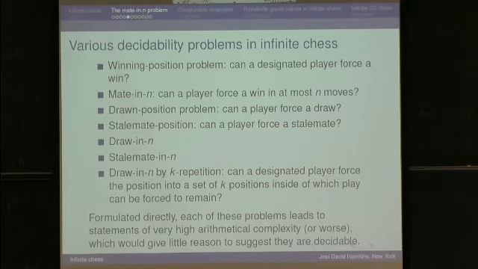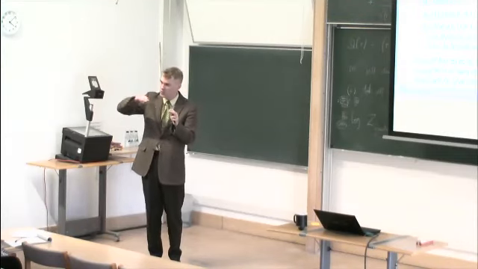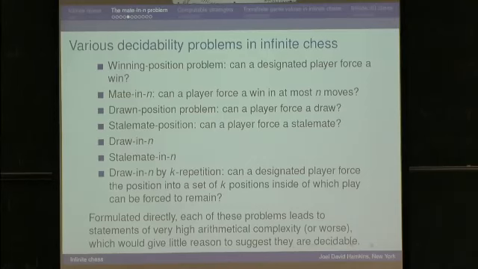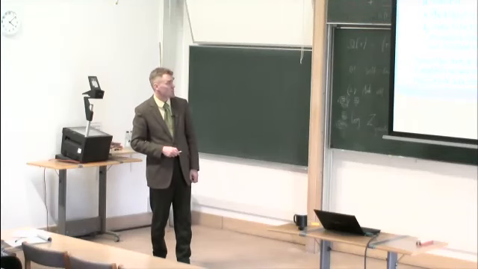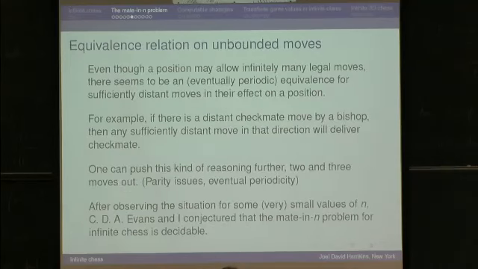So in other words, given a finite position, you want to ask the question, can one of the players force, in at most n moves, the position into a set of k positions such that that set is forcibly closed under play? So can one player force the game to stay inside this set of size k? That would obviously force a draw. So it's an approximation to what you might mean by draw in n. If you formalize each of these problems directly, you get statements with very high arithmetical complexity and many alternations of quantifier, with little reason to think that they should be decidable.